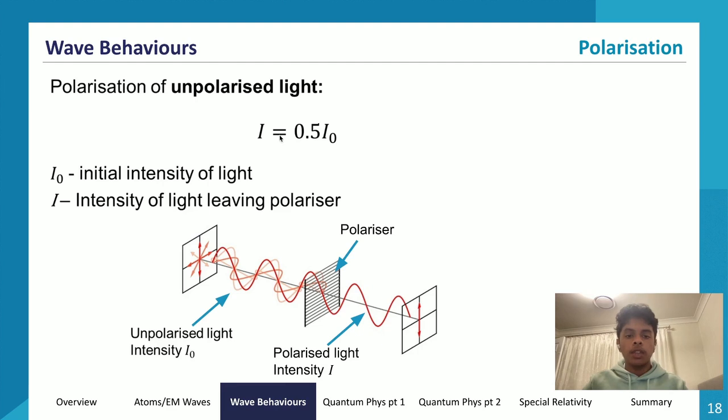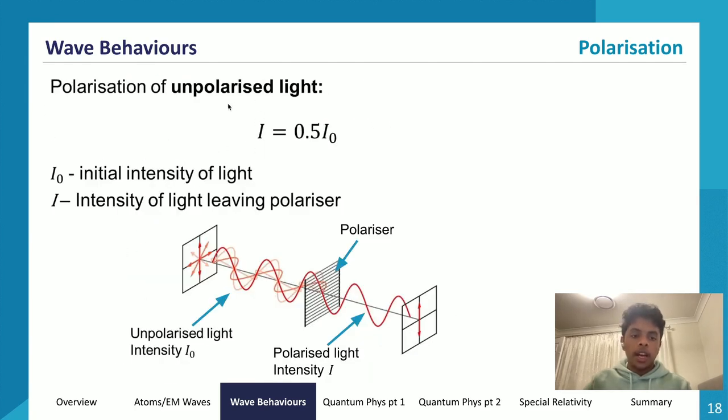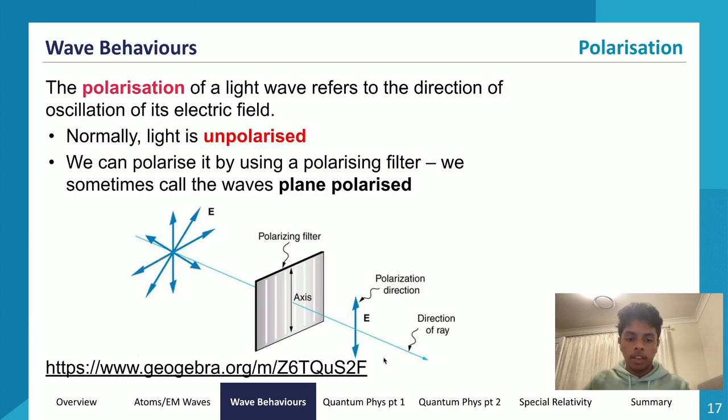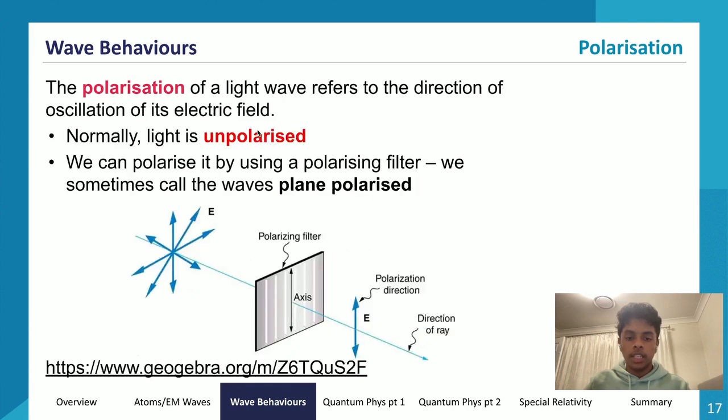So we have I = 0.5 I naught. Let's unpack this. What is I naught? I naught is the initial intensity of light, or in other terms, the intensity of the unpolarized light wave. So this I naught is the intensity of this light wave over here. And what is I? I is the intensity of the light leaving the polarizer, so it's the intensity of the now polarized light. I refers to the intensity of this light wave. This equation is basically saying that the intensity of the light leaving the polarizer is half the intensity of the light hitting the polarizer. So this light wave will have half the intensity of this light wave.